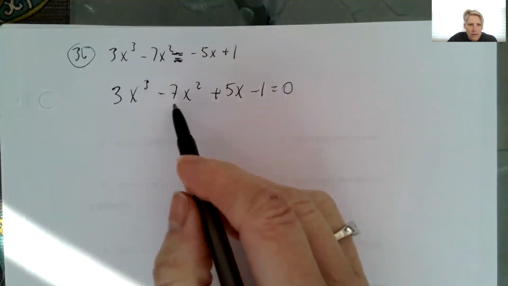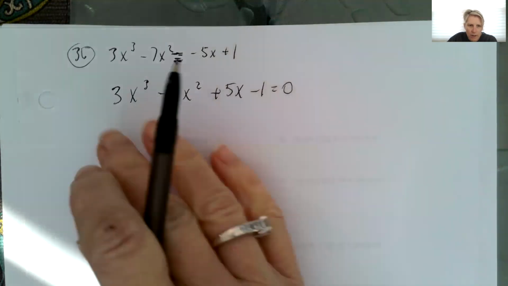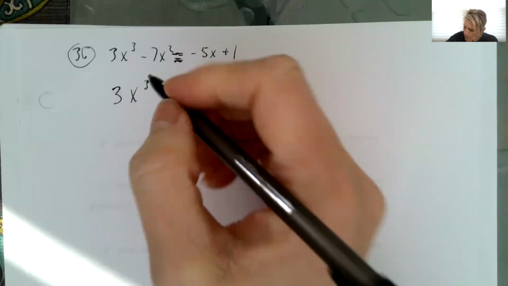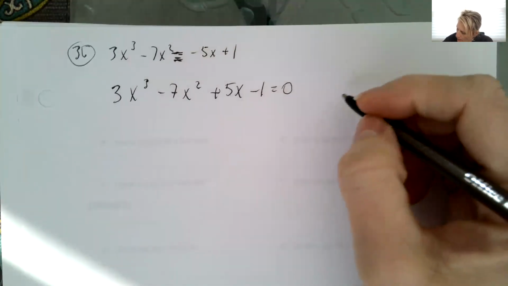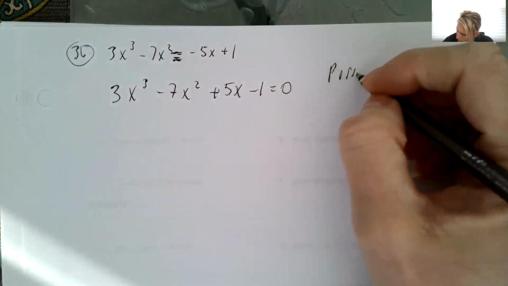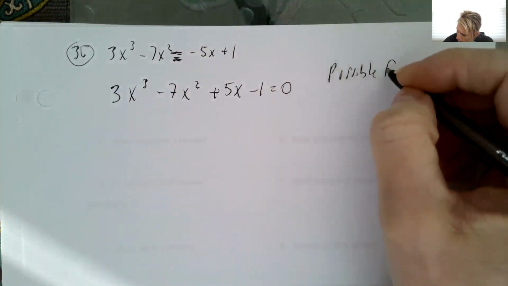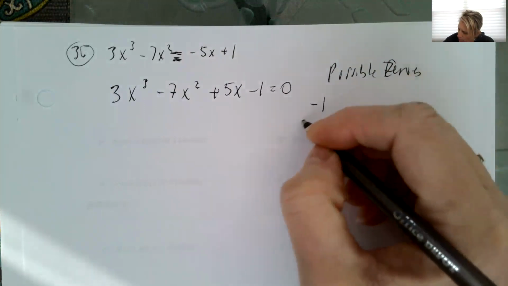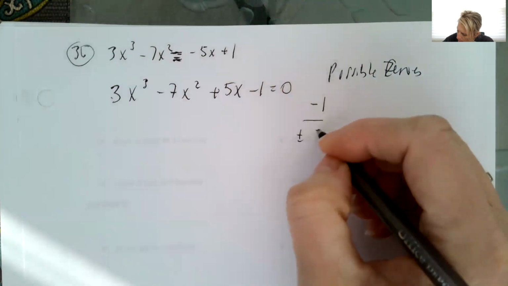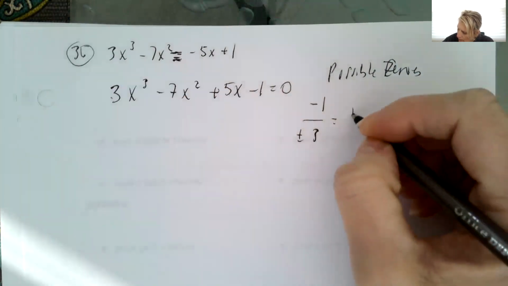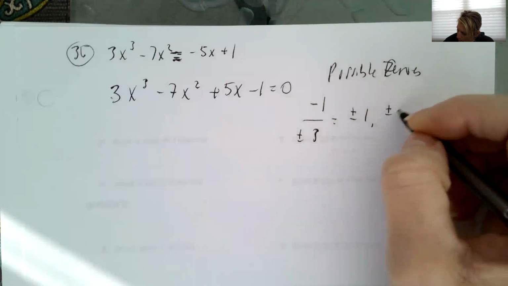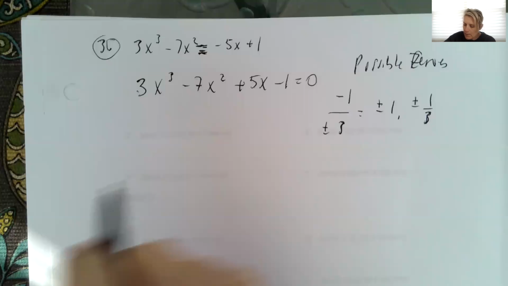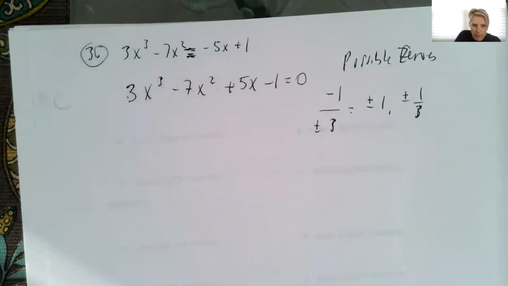Okay. So it doesn't look like we can use our 4-term factor by grouping. So I'm looking at the possible zeros of plus or minus 1 over plus or minus 3. So we've got plus or minus 1, and then we've got plus or minus 1/3 are the possibles. So I'm going to go to Desmos and find one of them that is a 0.